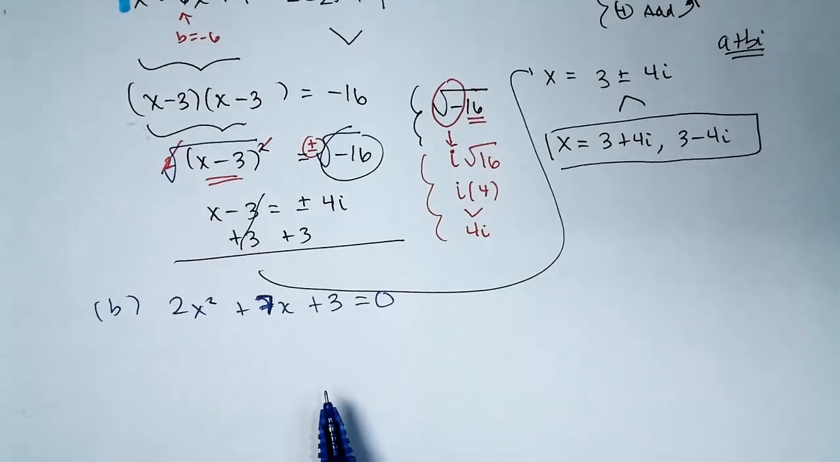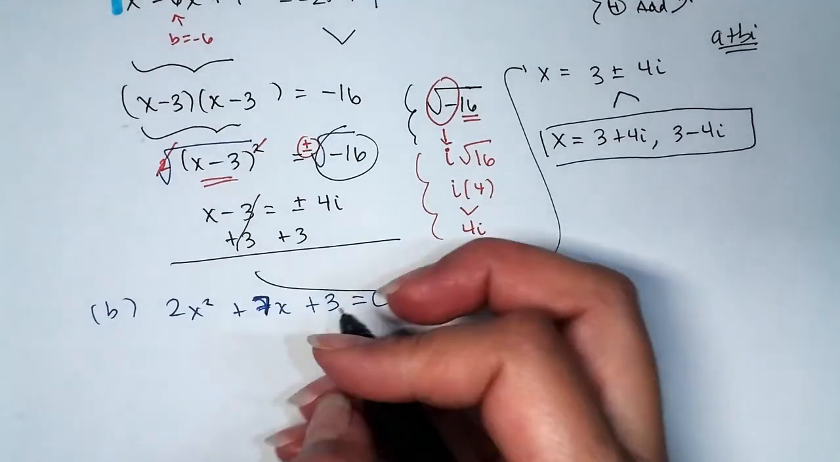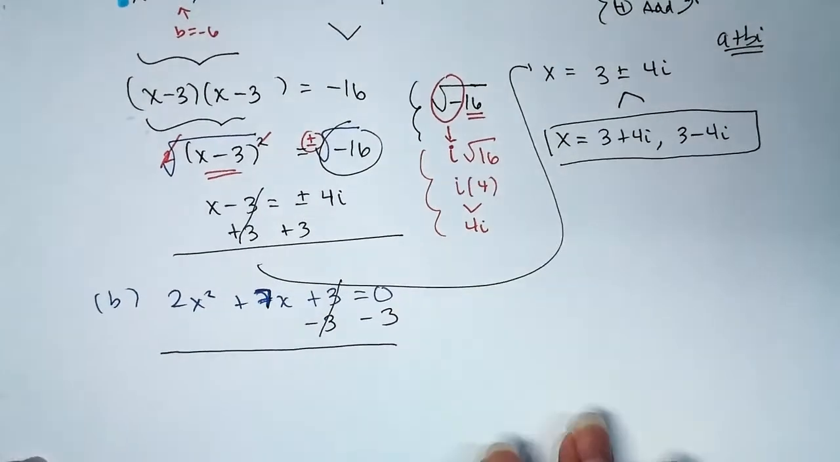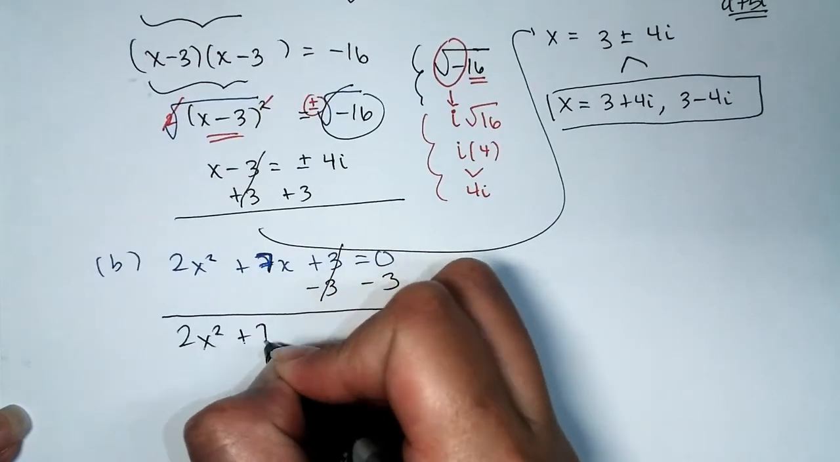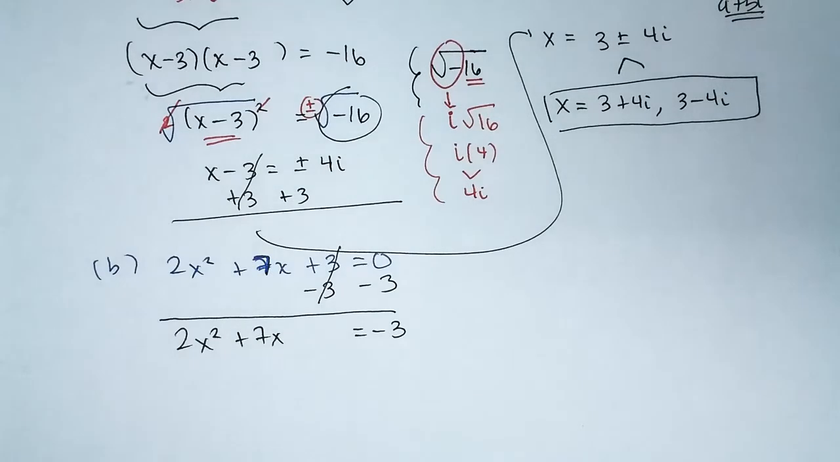So the first goal is to isolate the constant term. So we want variables on one side, constants on the other, okay? So let's go ahead and subtract 3 from both sides. That will leave us with 2x squared plus 7x is equal to -3. Fantastic. So now the next thing you want to do is make sure that the leading coefficient is 1.